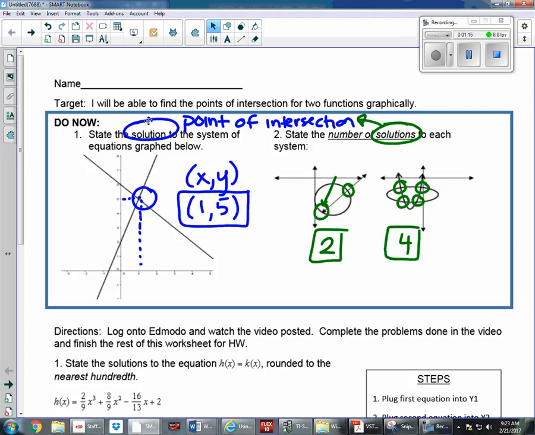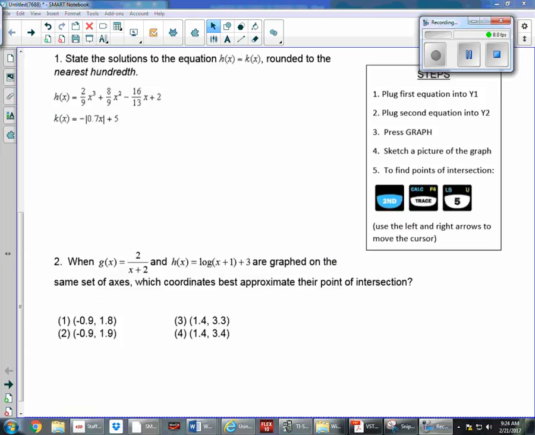So we've done that in the past. Today what you're going to do is listen along to the video, and we're going to find points of intersection using the calculator when factoring is not an option. Question 1 says to state the solutions to the equation h of x equals k of x, rounding to the nearest hundredth.